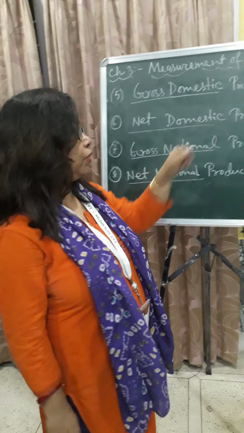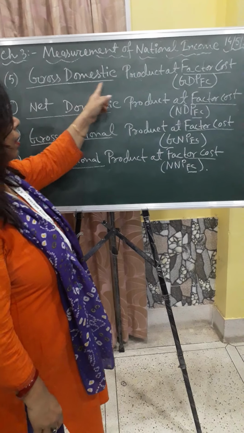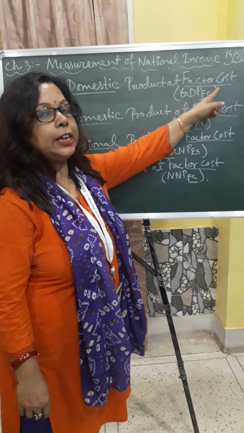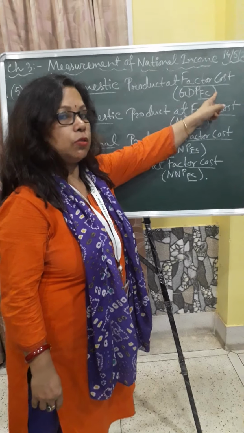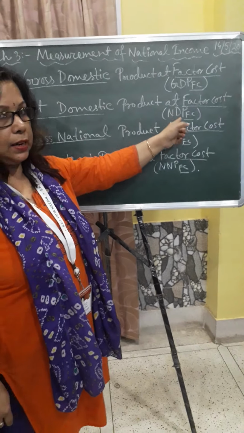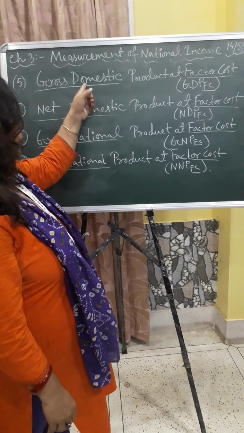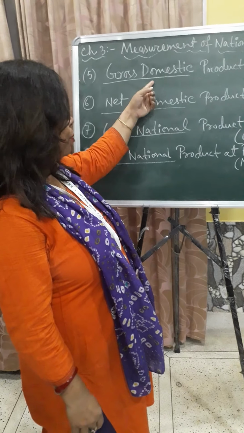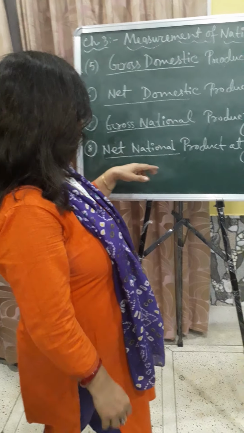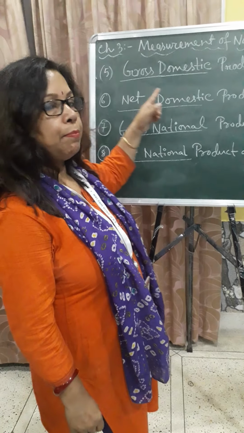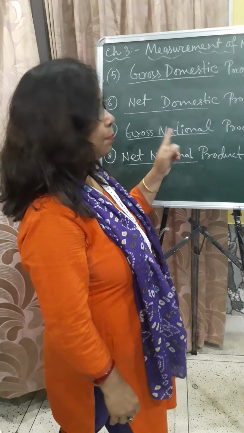So one thing you follow here: gross domestic and factor cost. Previously I told you market price, but here it is factor cost. So gross domestic factor cost, net domestic factor cost, gross national. There is domestic and here national. So you know, domestic to national is plus NFIA, gross to net is minus depreciation, and market price to factor cost is minus net indirect tax. These are the 3 formulas.